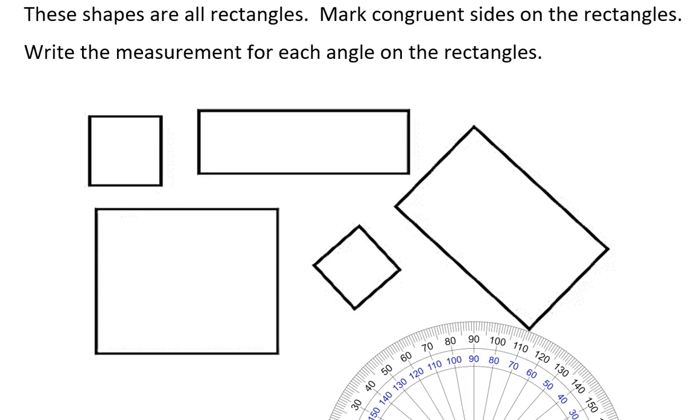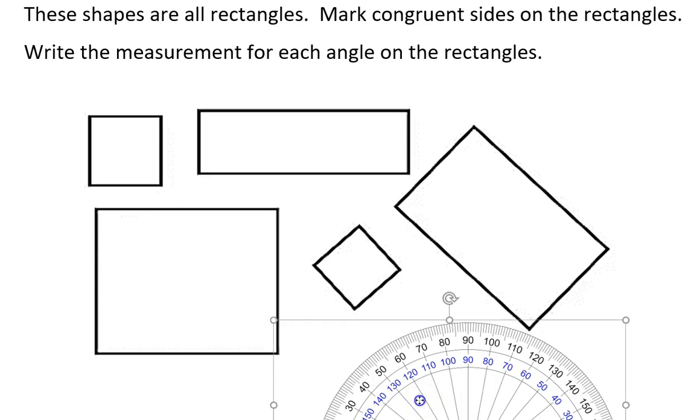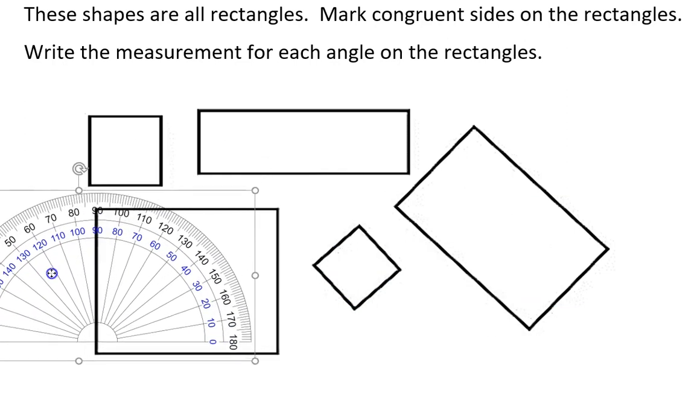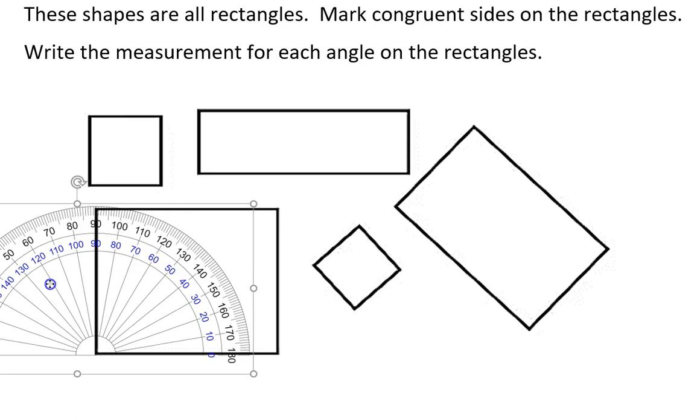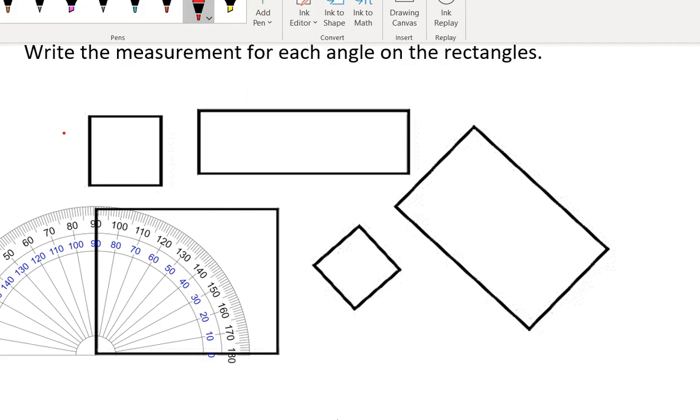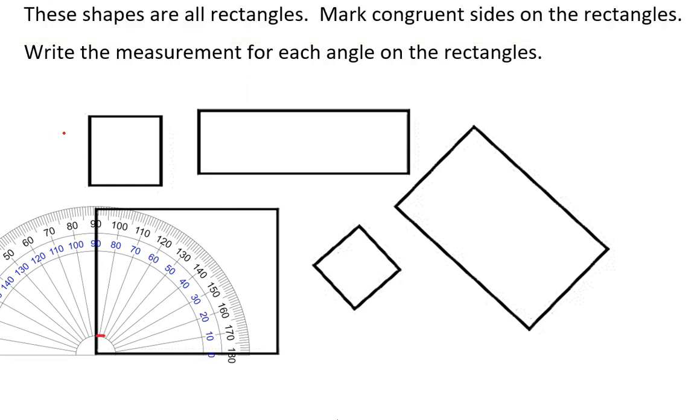I'm going to start by looking at the angles. I have a protractor and I'm going to drag it on top of one of the rectangles. So I'm going to line up the vertex of this rectangle along my protractor, and then I'll follow the side around, and we can see that the measurement of this angle is 90 degrees. So I'm going to draw that symbol for a right angle in the corner of that rectangle.